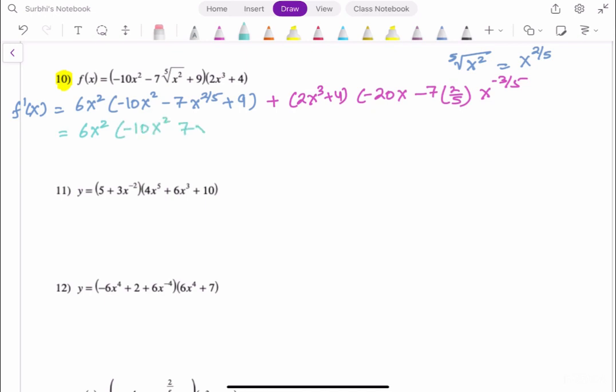Now let's rewrite it again and clean up the equation. So after this, we can say plus 2x cubed, and we can distribute 2x cubed with the whole entire equation. So I will get negative 40x to the power of 4 minus 28 over 5 x to the power of negative 3/5.